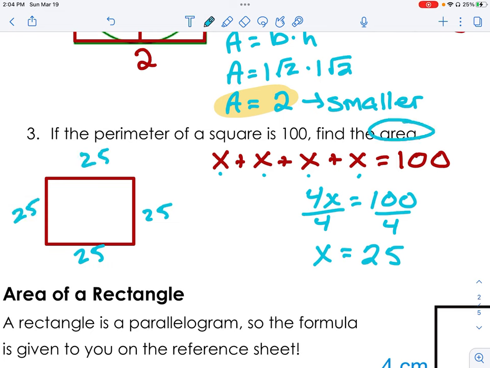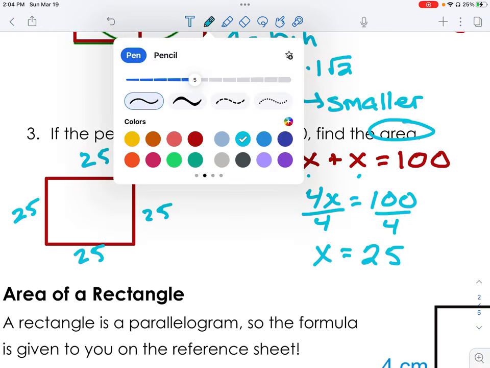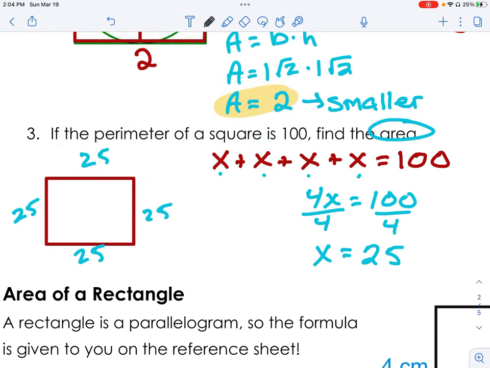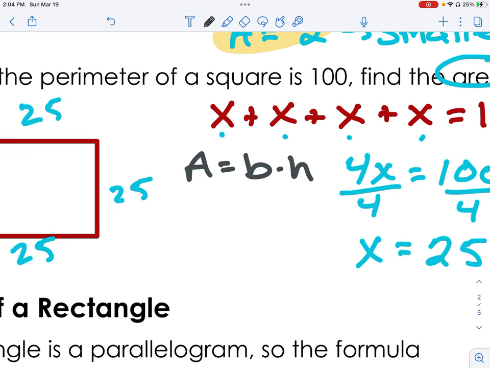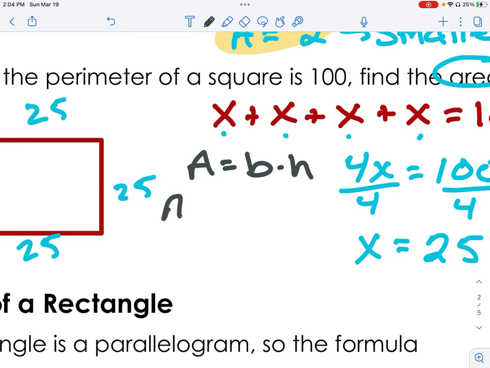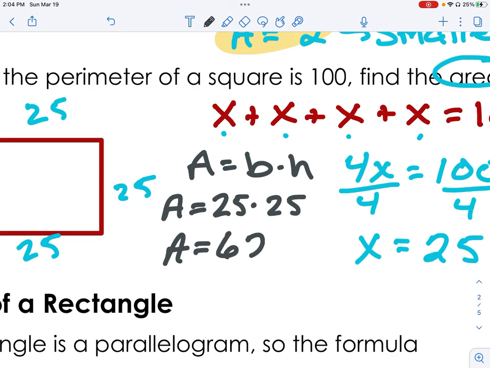But we want to find the area. So we go back to our reference sheet if we happen to have forgotten, and we say, oh, the formula is area equals base times height. Well, the base is 25, and the height is 25. Plug that into my calculator, and the area equals 625.